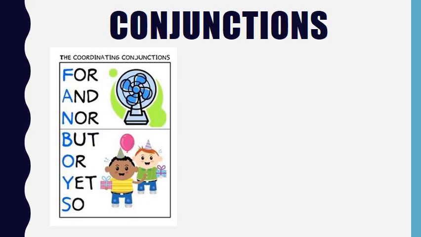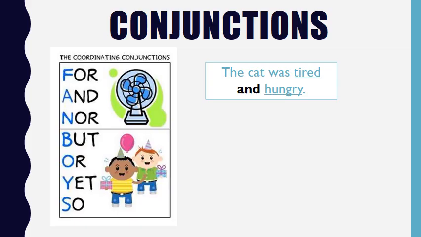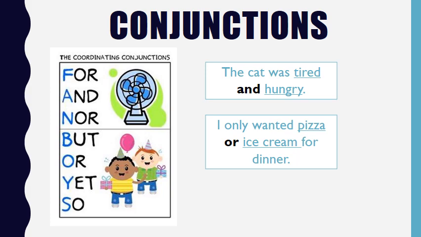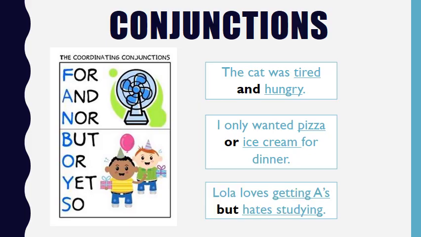The most common of the coordinating conjunctions is and, or, and then but. An example of the use of and is, the cat was tired and hungry. The conjunction and connects the words tired and hungry together. In the second example, using or, I only wanted pizza or ice cream for dinner. The word or is connecting pizza and ice cream. Finally, the conjunction but can be used as, Lola loves getting A's but hates studying. From this, we know that she likes A's, but there is a downfall of getting A's because it takes a lot of hard work and studying.